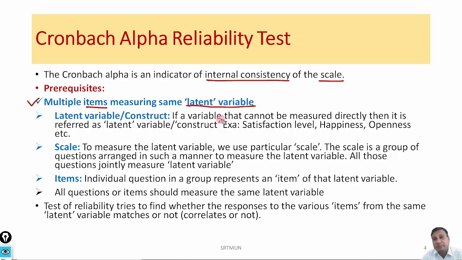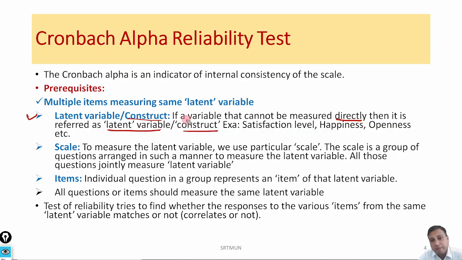Now to understand this prerequisite, we need to understand the meaning of latent variable and the meaning of this terminology, items. So let me start with the latent variable first. What is a latent variable? Latent variable is also known as a construct. If a variable cannot be measured directly, then it is referred to as a latent variable or the construct.